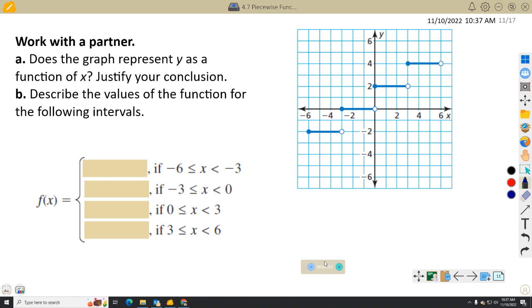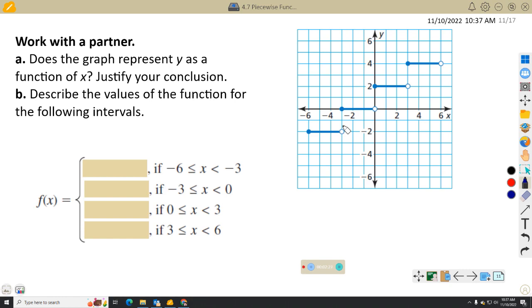Take a look at this example here. So we have a couple questions here. Does the graph represent y as a function of x? So on a graph, we're asking ourselves, does this pass a vertical line test? And it does. There's no part of the function that overlaps another part. Where the graph changes parts of the domain, we don't have a solid dot overlapping a circle. So it's always just a solid dot. So this does pass the vertical line test.